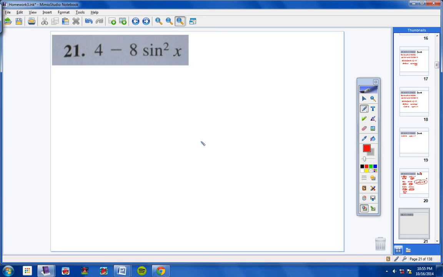Now for number 21, the instructions say to use the double angle formulas to rewrite the expression. So here's what we're going to do. If you look at your double angle expressions, you'll notice that you have cosine of 2u equals 1 minus 2 sine squared. Now we have 4 minus 8. If I just could make this a 1 and just make this a 2, then I can make a substitution. Well, I really can.